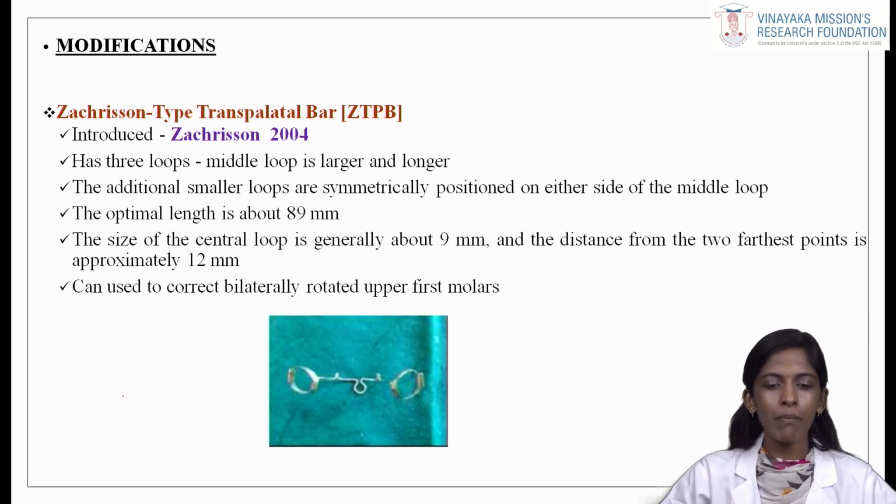Modifications: Zachrison type transpalatal bar. This was introduced by Zachrison in 2004. It has 3 loops. Middle loop is larger and longer. The additional smaller loops are symmetrically positioned on either side of the middle loop. The optimal length is about 89 mm. The size of the central loop is generally about 9 mm and the distance from the 2 farthest points is approximately 12 mm. It can be used to correct bilaterally rotated upper first molars.